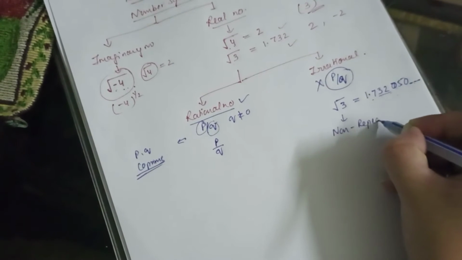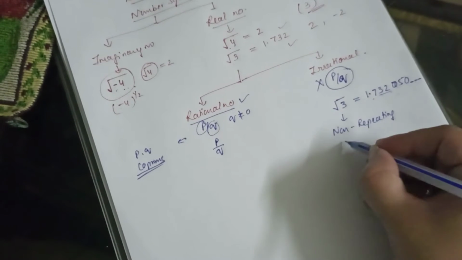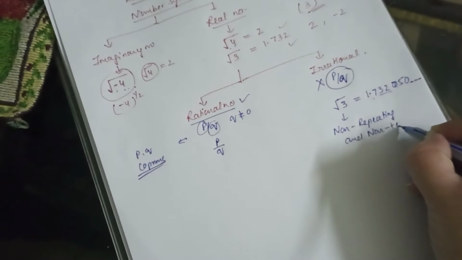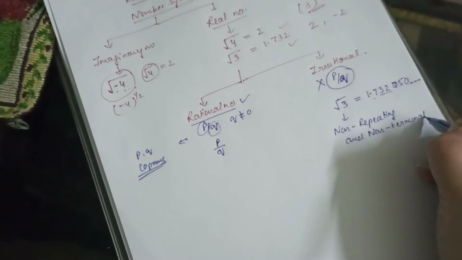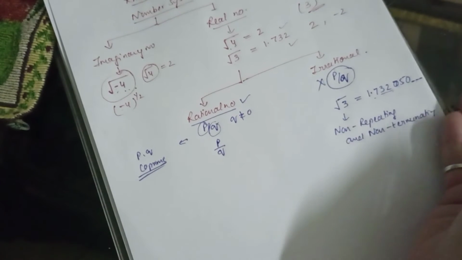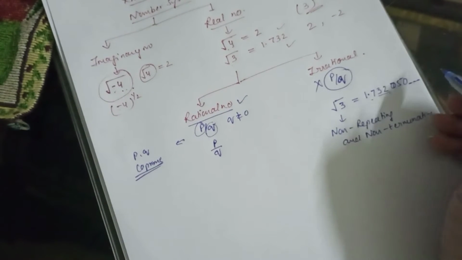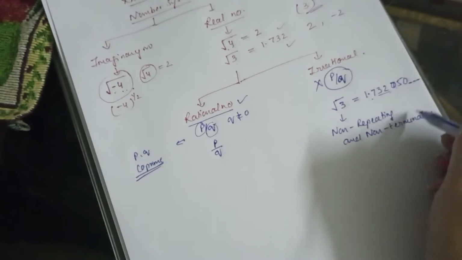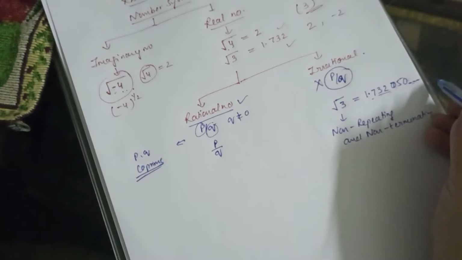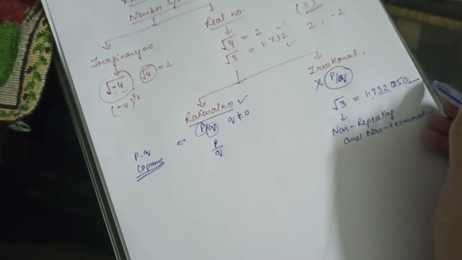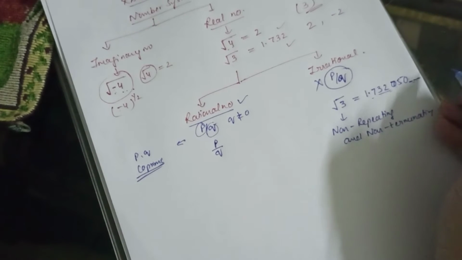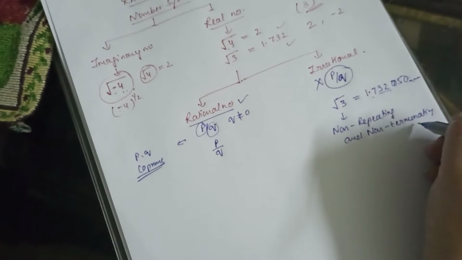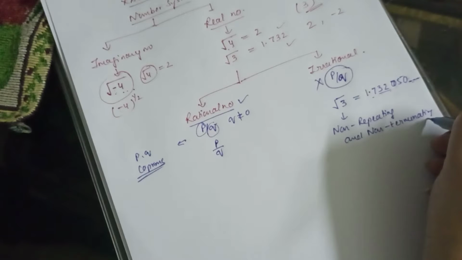non-repeating and non-terminating. Non-terminating means जो चलता जा रहा है, decimal. ठीक है, रिपीट नहीं हो रहा है, digits are not repeating, but it is continuously showing that there is some digit after the decimal and it is proceeding and proceeding, it will not stop. So that's why we use the term non-terminating.